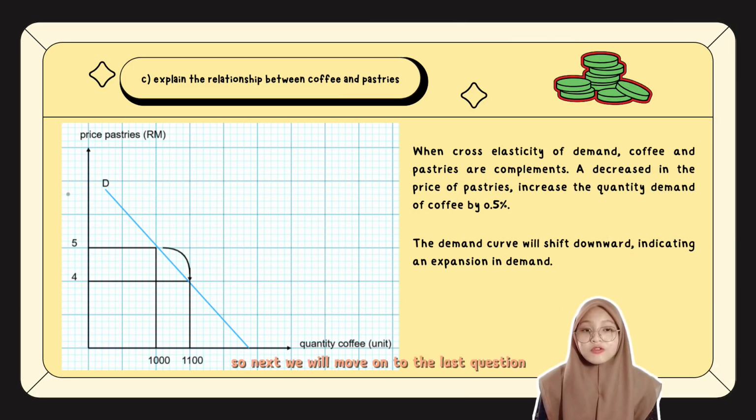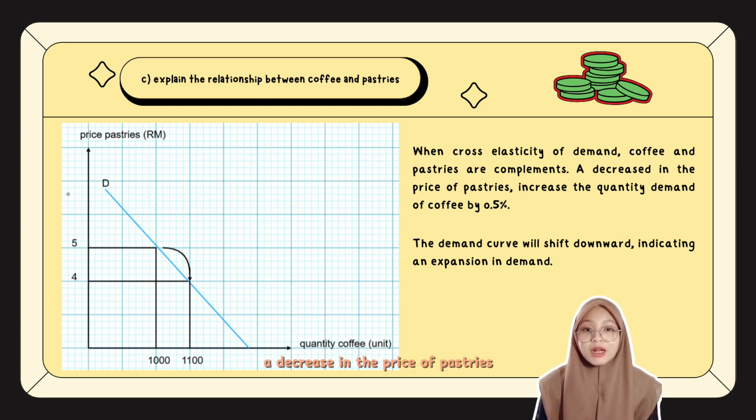So next, we will move on to the last question. The last question is, explain the relationship between coffee and pastries. Based on our calculation earlier of cross elasticity of demand, the relationship between coffee and pastries is complements.